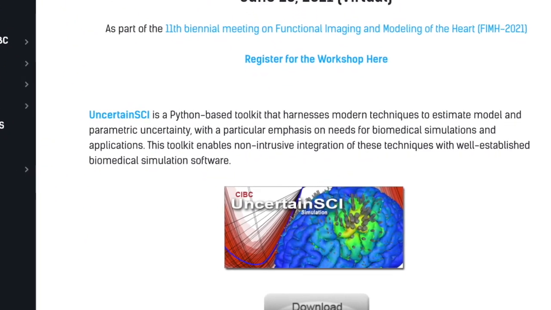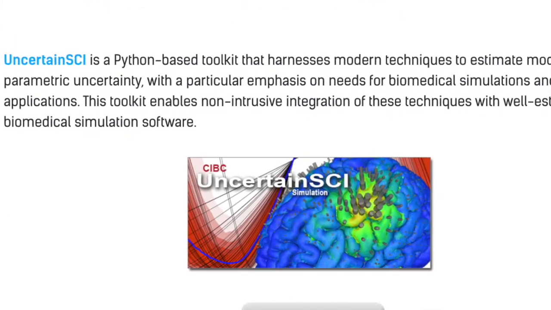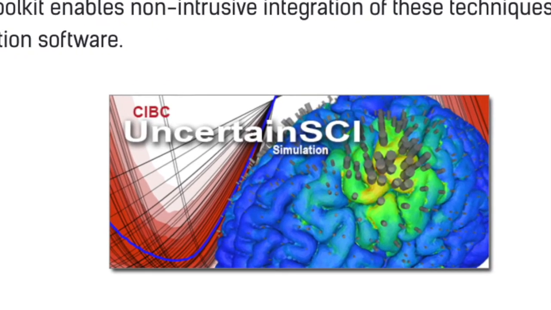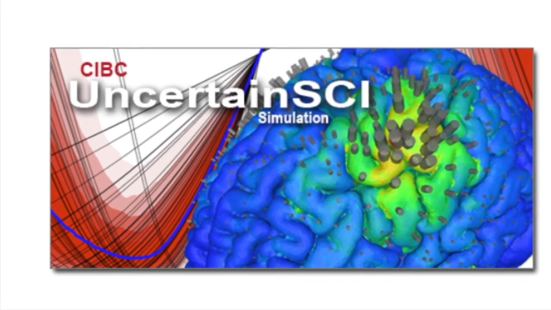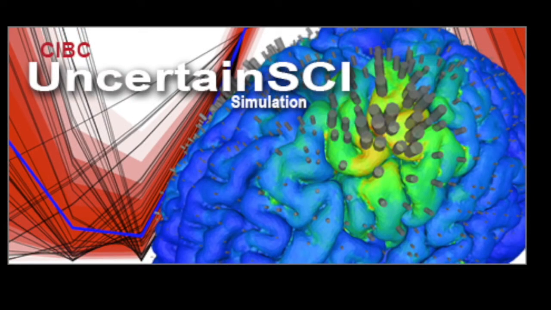This is another in our series of documentation videos showing how you can use the UncertainSCI toolkit to solve and enhance some of your modeling and simulation projects. In this case, specifically in the area of bioelectricity in the heart.